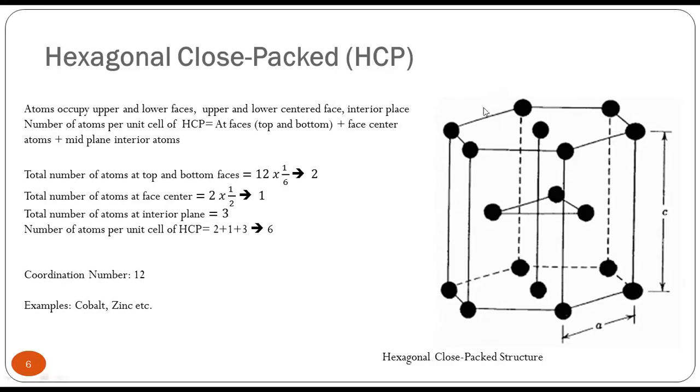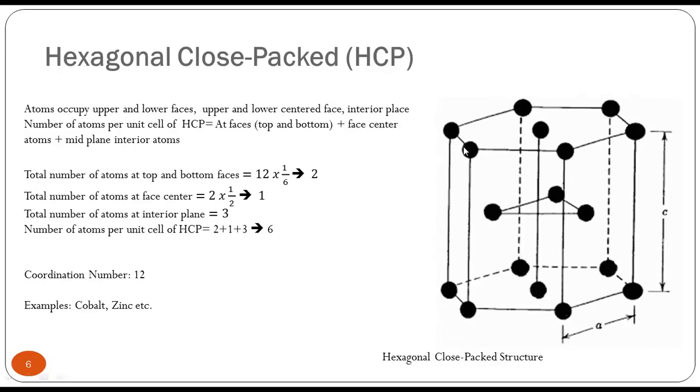And we can see that there are two faces, the top face and the bottom face, and each face has six atoms which are present at each corner. Other than this, we have two atoms which are present only at the top and the bottom faces, right in the center. And beside these atoms, we have also three atoms which are present in the interior plane, and these atoms are again not contributing to any other neighboring unit cell.